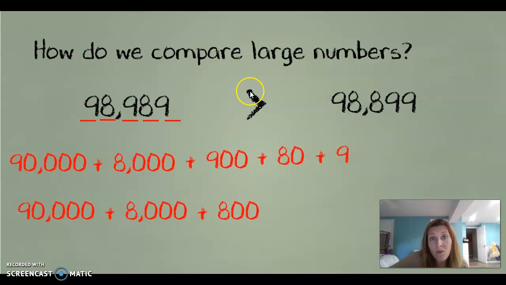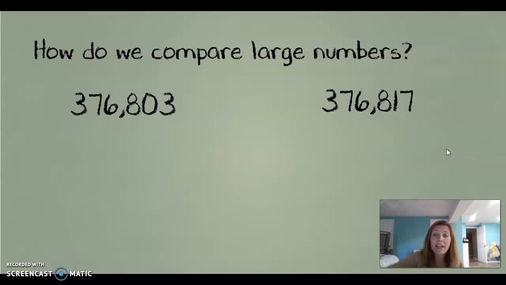Now, when we are writing the symbol, we want to make sure that the greater than symbol is open to our largest number. So now we can go back and read this number sentence. This number sentence reads as 98,989 is greater than 98,899. All right, let's try one more example.